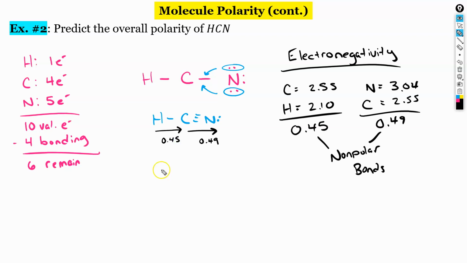So in this case, the vectors are going to add. And one side is going to end up with more force than the other. They're not pulling in opposite directions, so we add these together. So in this case, it's a polar molecule.